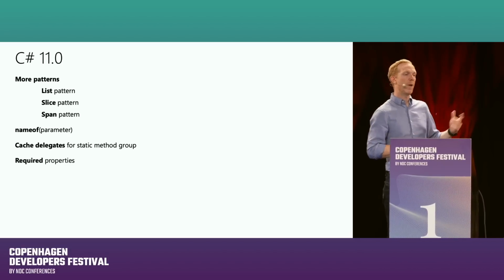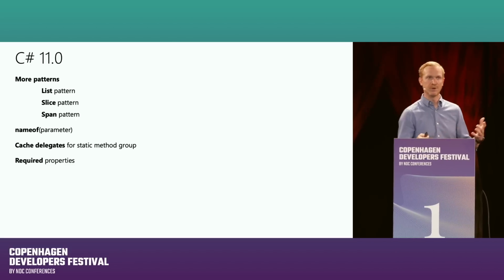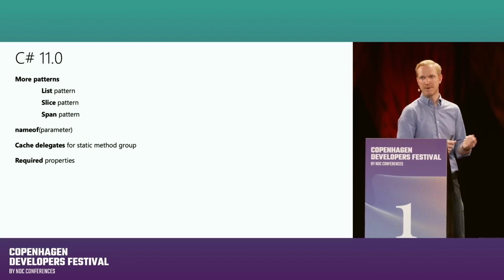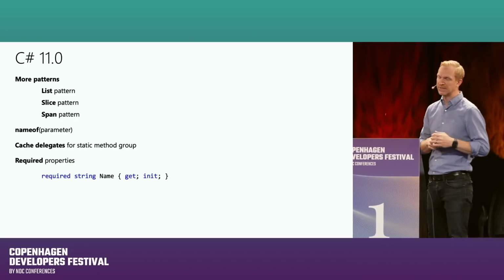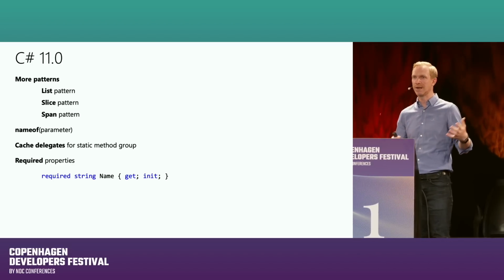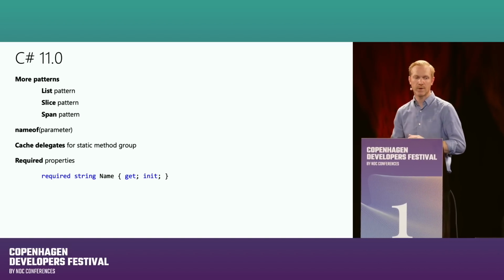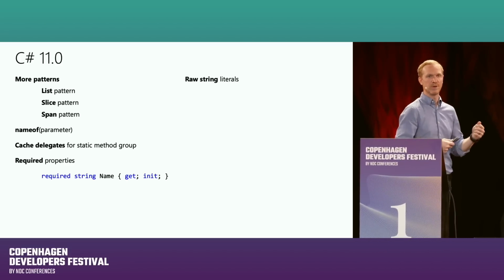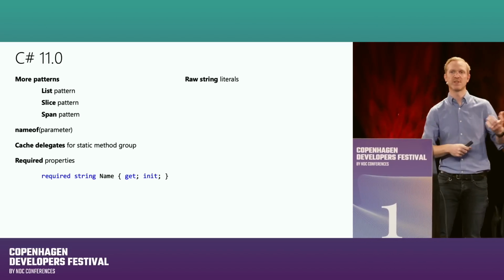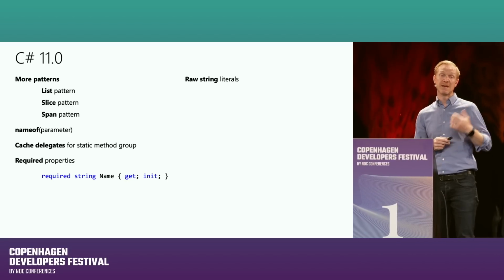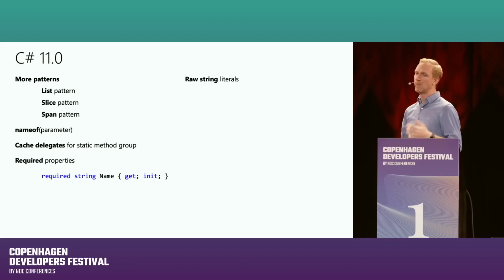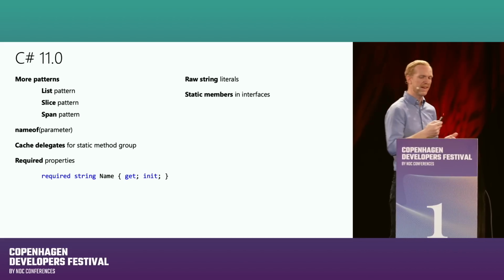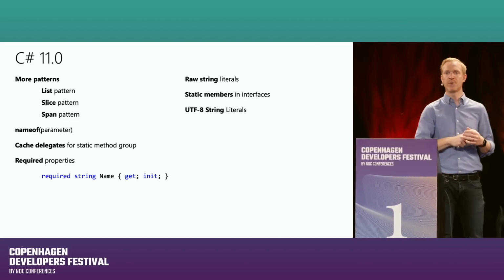Required properties were introduced in C# 11 to allow you to use nullable reference types a little bit better. So I can say that this property is now required. The compiler in Visual Studio will tell you that it's required, so that when you're creating this instance, either with a constructor or with a with expression, for example, it will tell you that you should do that. There's something called a raw string literal, static members and interfaces, UTF-8 string literals.